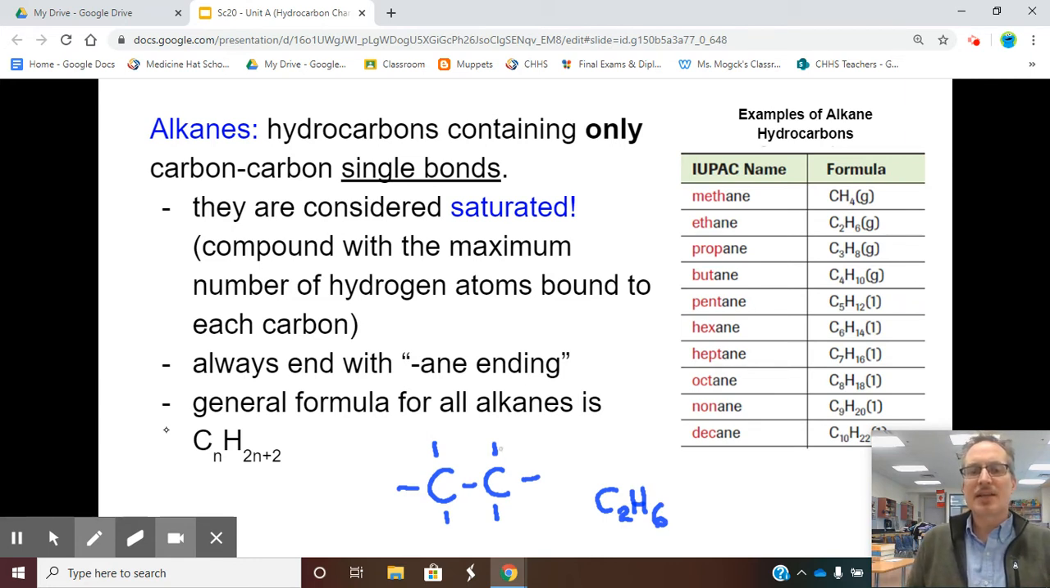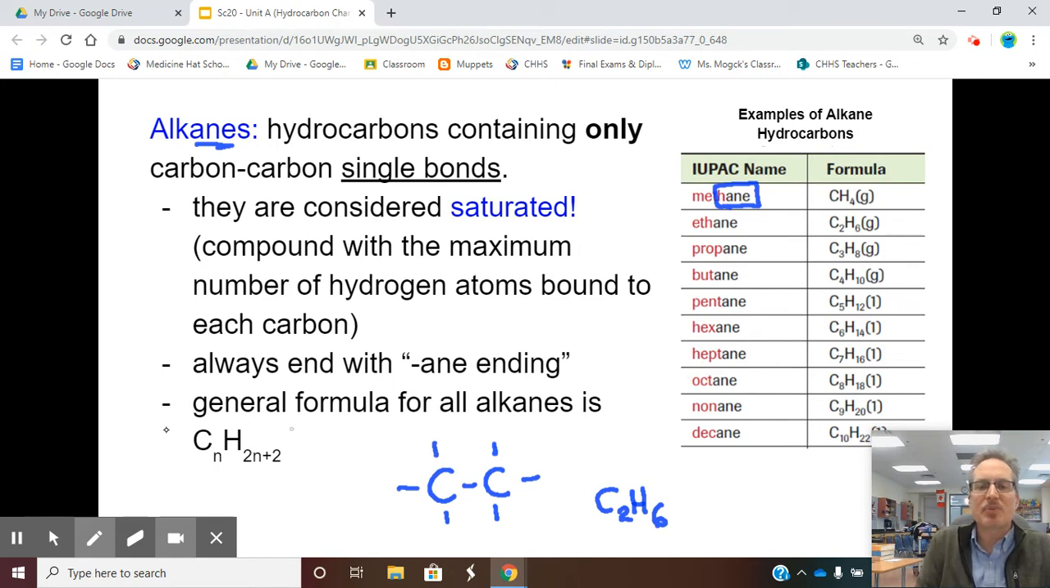The reason it's saturated is these carbons have the maximum number of bonds possible. They are bonded to the maximum number of hydrogens they can. They are full. Every carbon makes four bonds and they are full. So we are going to call that an alkane. It is going to be called saturated. It can accept no more hydrogens. We always end alkanes, like the word says, with an A-N-E ending. So all types of alkanes, and we have a list here of about 10 of them: methane, ethane, propane, butane. You're going to notice alkanes always end with an ane ending.